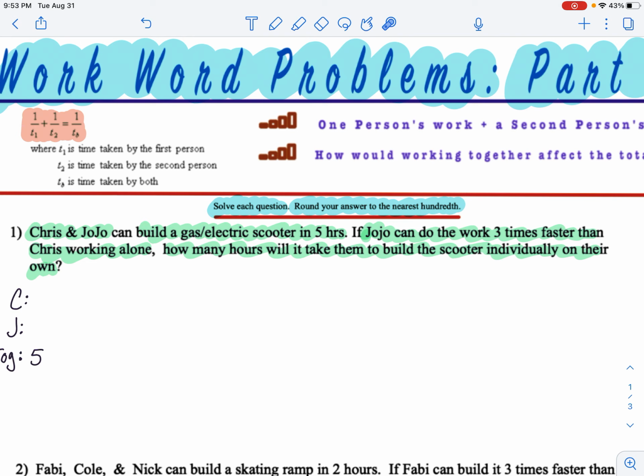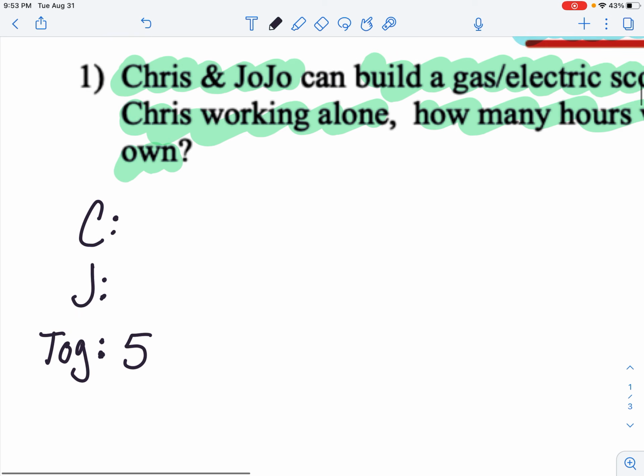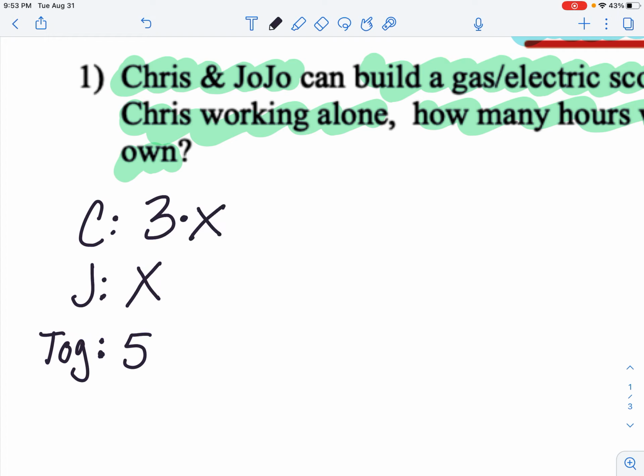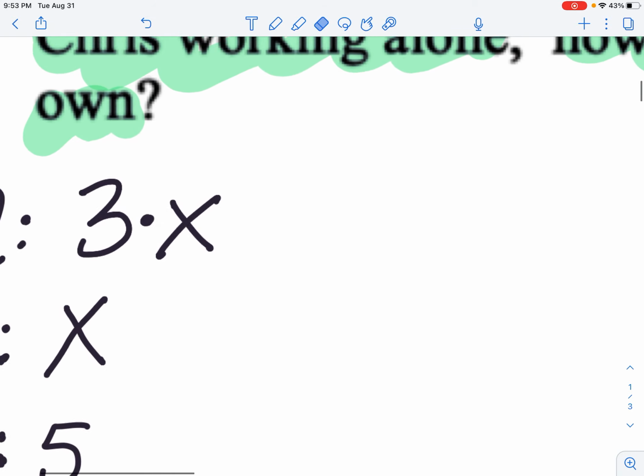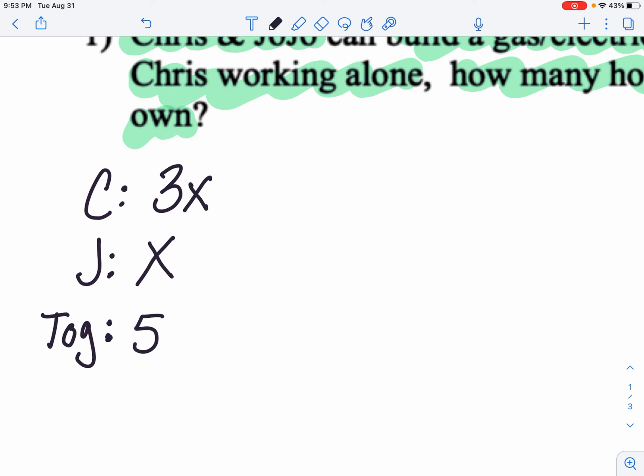So in this case, Jojo can do the work 3 times faster than Chris working alone, right? We don't know how long it takes Jojo, but we know it takes Chris 3 times as long as Jojo. 3x, right? Or 3 times x, or just 3x. So in this case, we can actually not include the dot. We could just say 3x. And there we go. Look at that. This is what we have.